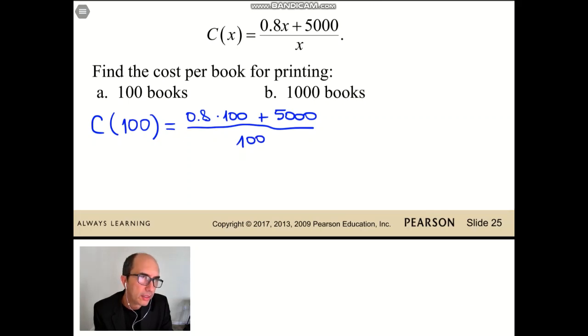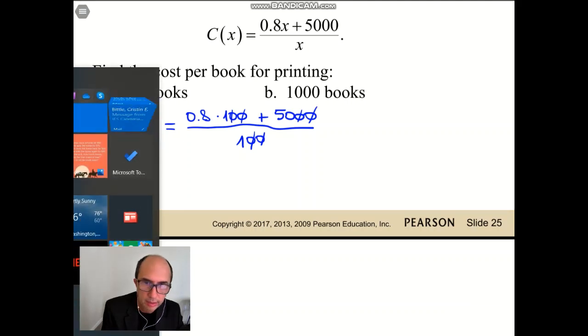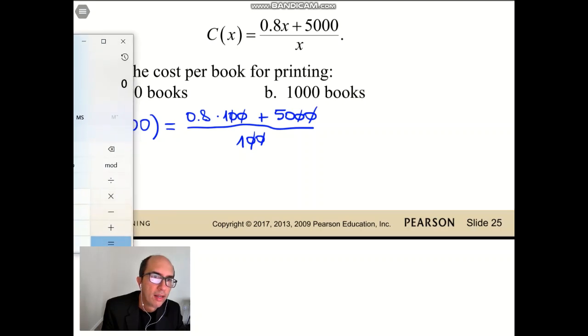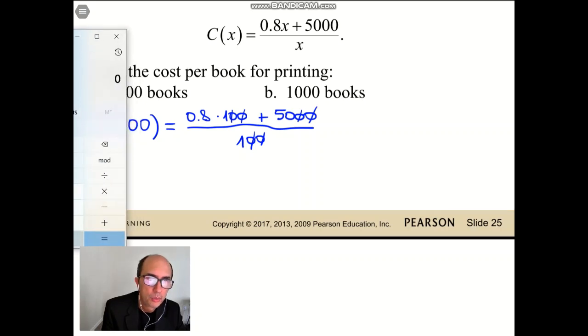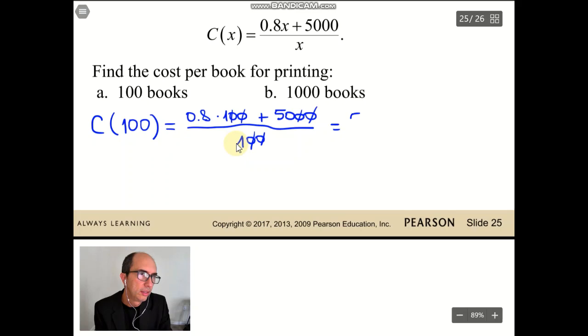And we can simplify a little bit, and actually let's get the calculator and do this together. Typing 0.8 plus 50 equals, and this divided by 1, yeah, 50.8. 50.8, and this is dollars.